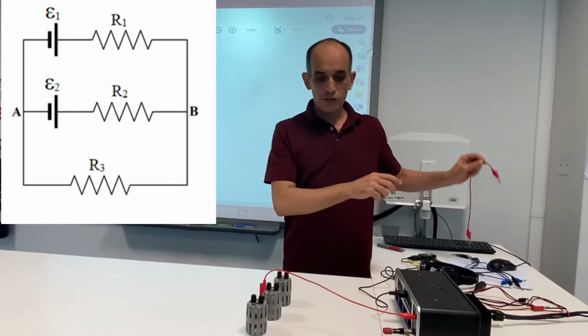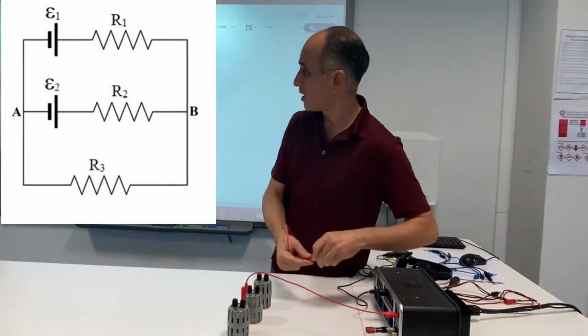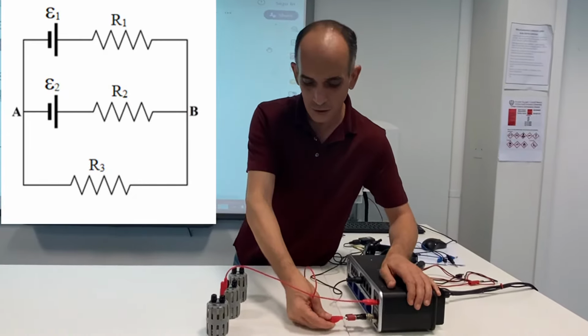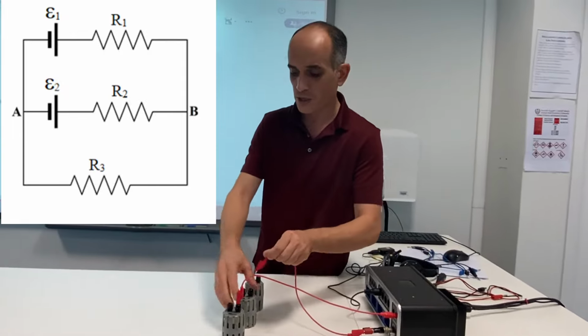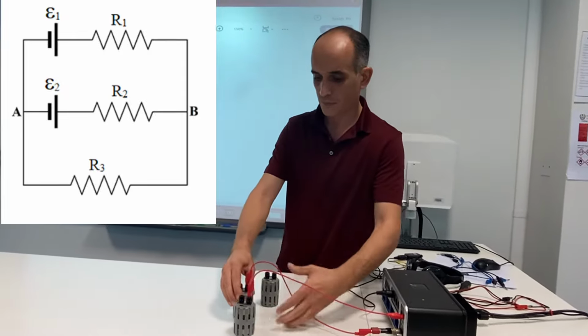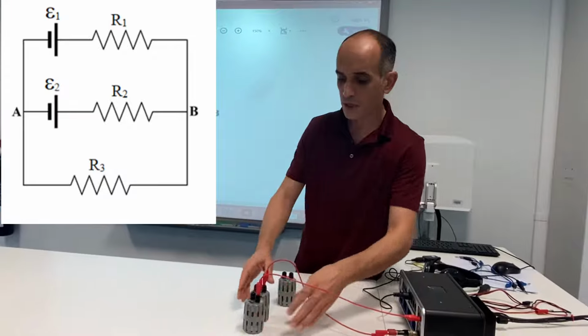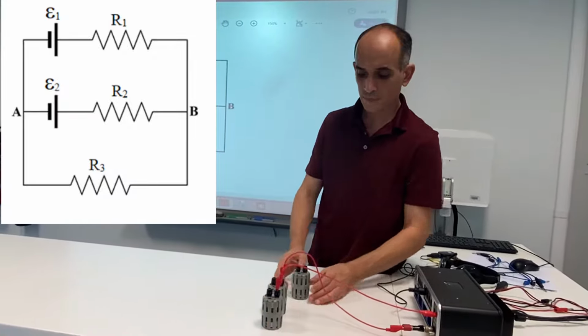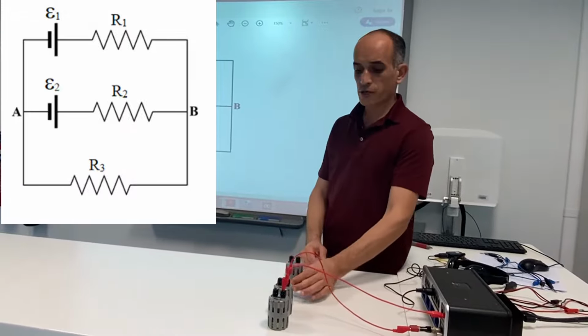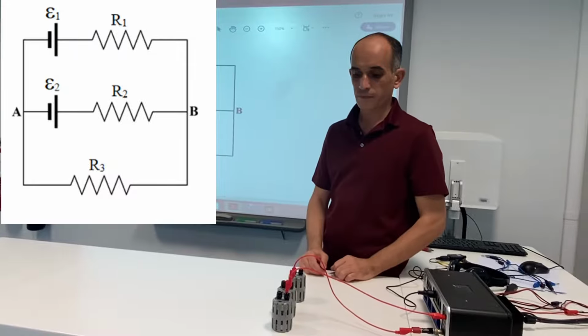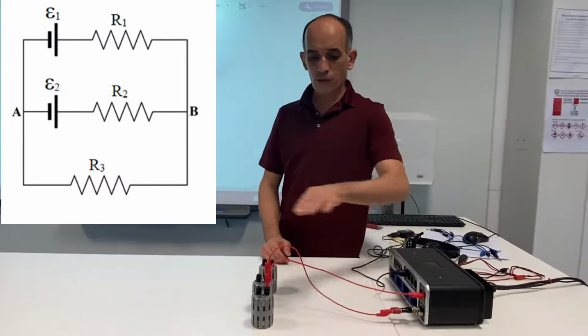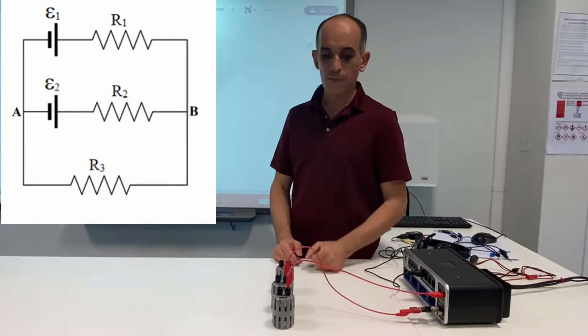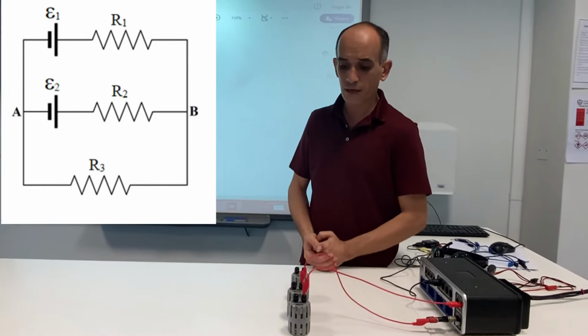In the second branch, the positive side of the battery E2 is connected to one side of the resistor R2. So I am done with the second branch as well. Now for the third branch, there is only R3 by itself. Now I am done with the three branches. Next, I'm going to connect the three branches together.